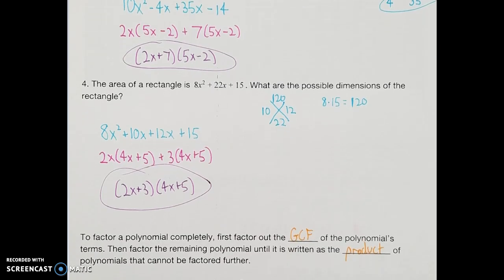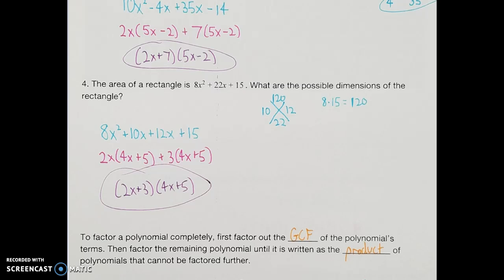And for some of these questions, you also might start with some big numbers to begin with. So if I want to factor a polynomial completely, first we can always check for a GCF of the polynomial's terms. So we can always see if there's a GCF that can be factored out first. Then we factor the remaining polynomial until it's written as a product of polynomials that can't be factored further. So basically we're just looking for our same factored form as before.